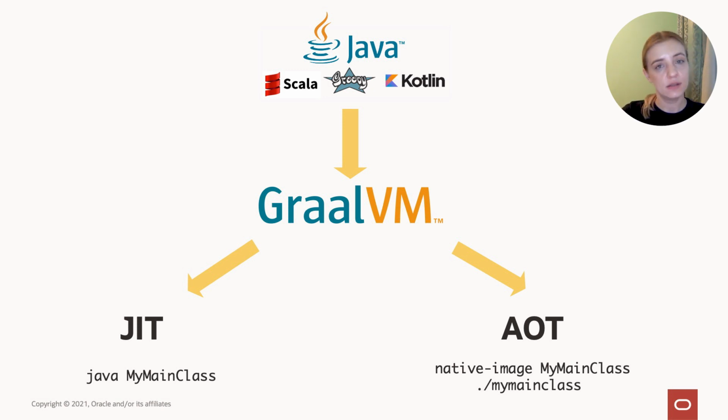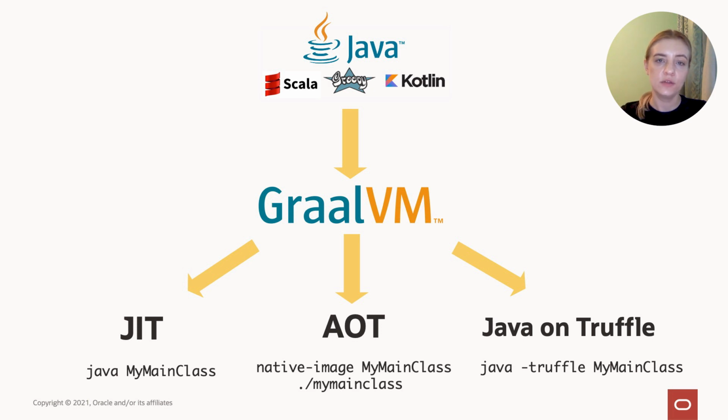What happened recently, a couple of releases ago, is we introduced one more way to execute Java on GraalVM, and it is called Java on Truffle. You might also have heard about it as a project called Espresso. Java on Truffle is a JVM implementation implemented using Truffle, GraalVM's language implementation framework. This is basically the same way as all those other languages are implemented on GraalVM, languages like JavaScript or Python.